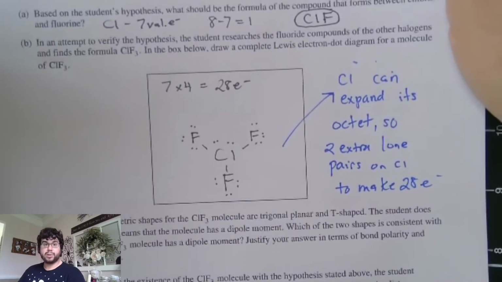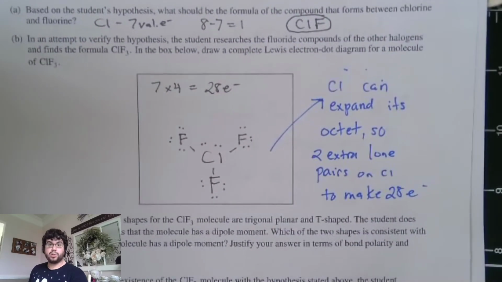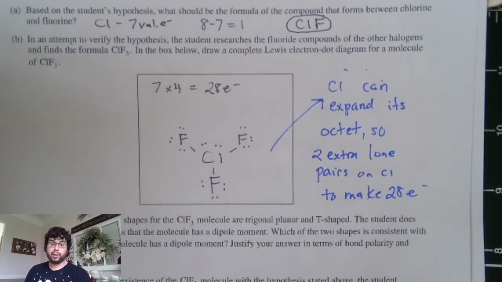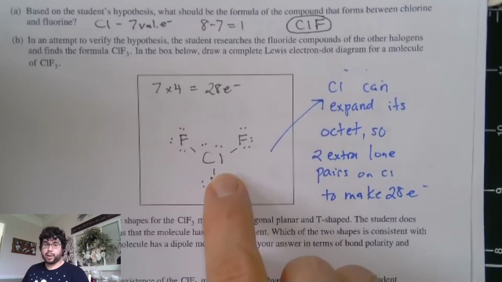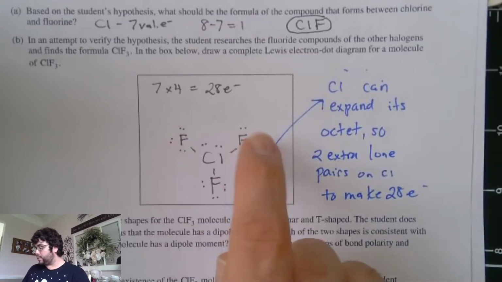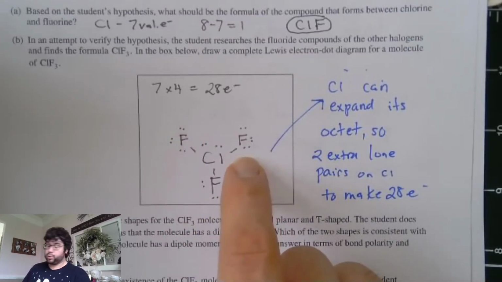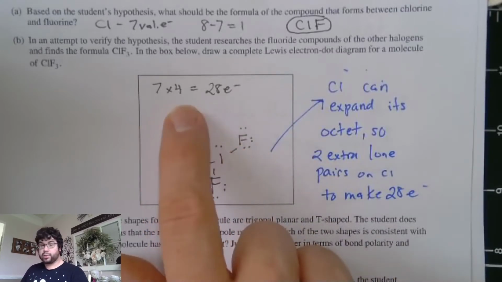B, in an attempt to verify the hypothesis, the student researches the fluoride compounds of the other halogens and finds the formula ClF3, chlorine trifluoride. In the box below, draw a complete Lewis electron dot diagram for a molecule of chlorine trifluoride. Well, chlorine's going to have to be in the center. You always want to try starting off by making a skeleton. Chlorine in the center, and then the fluorines off kind of in a triangle. And then you want to figure out how many electrons are going to be in that electron dot diagram.